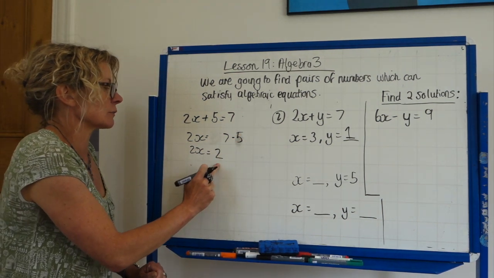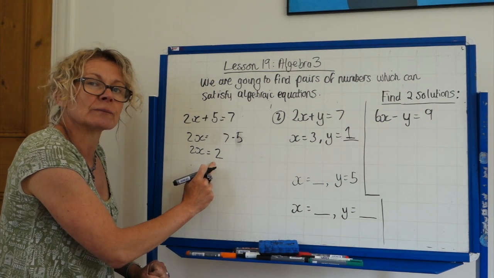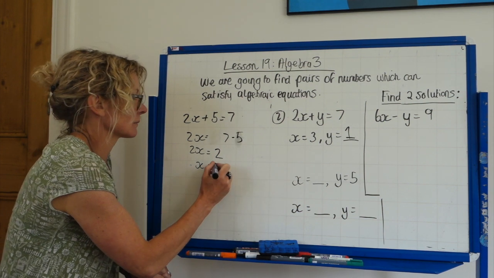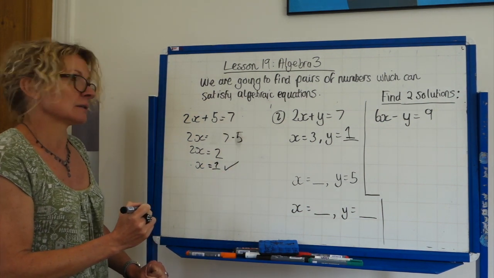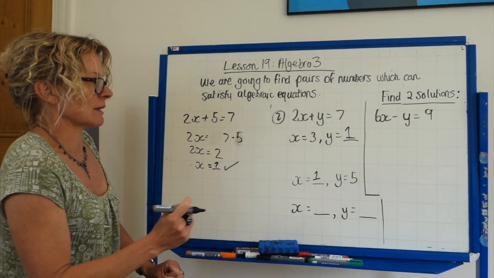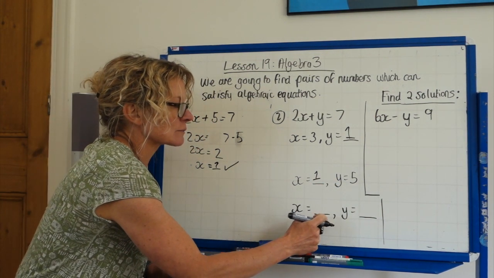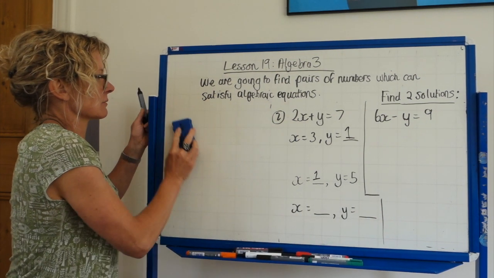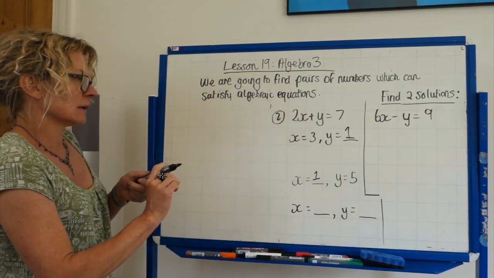So if 2x equals 2, 2 times what equals 2? How many 2s in 2? Agreed? So therefore x equals 1. Right then, and this last one, x equals blank and y equals blank. How can we solve that? Let's rub that out so we can have a look at it.